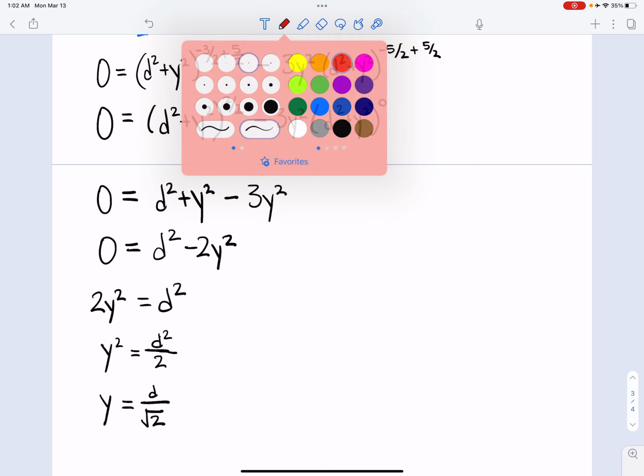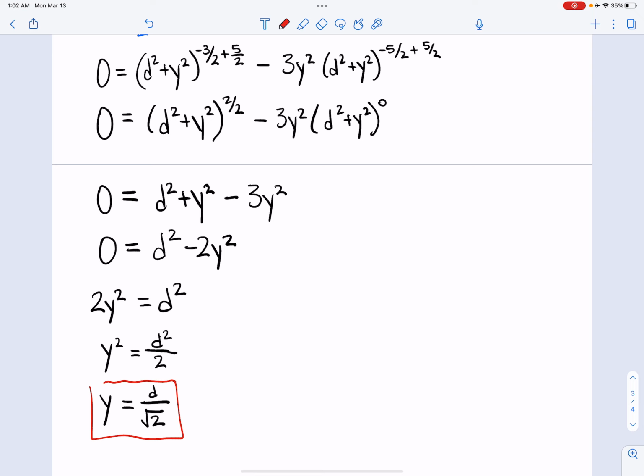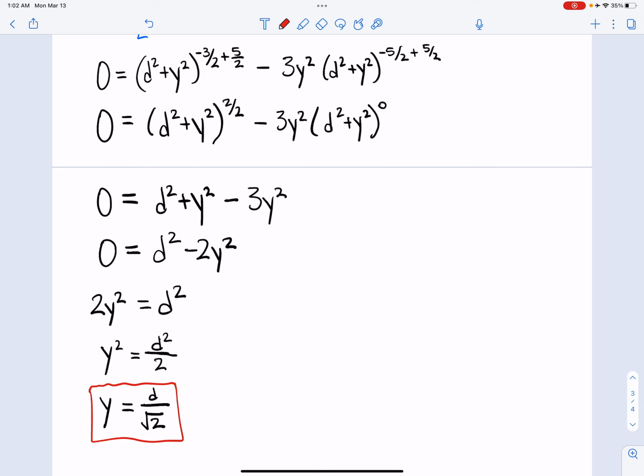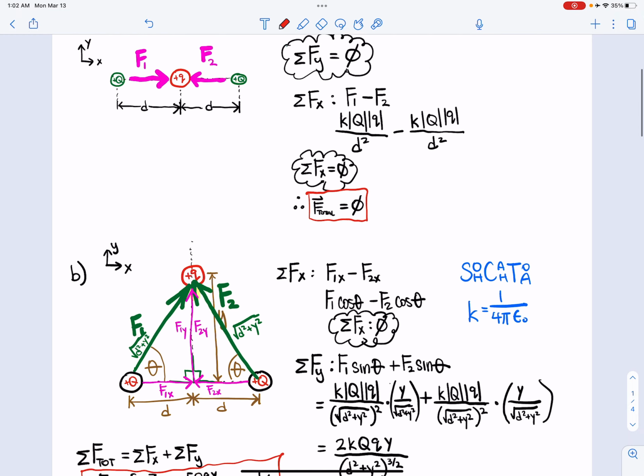Okay, and that would be my final answer, and that is where I would place charge Q to experience the biggest force on the dashed line at y is equal to d over square root of 2. All right, that was kind of a long problem.